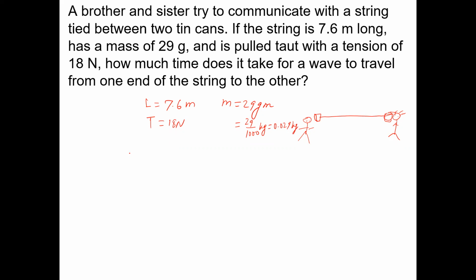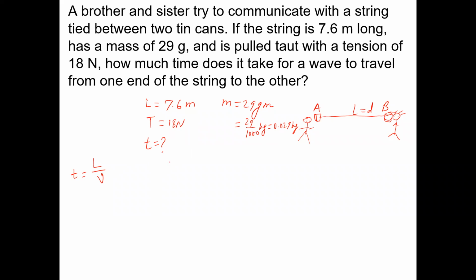Now, we have to calculate how much time it takes to travel from one point to another point. So we are using the equation t is equal to distance traveled divided by velocity. In this case, distance is the length of the string, because it has to go from one end to the other, from point A to point B. So we have to calculate, in this case, the wave velocity.